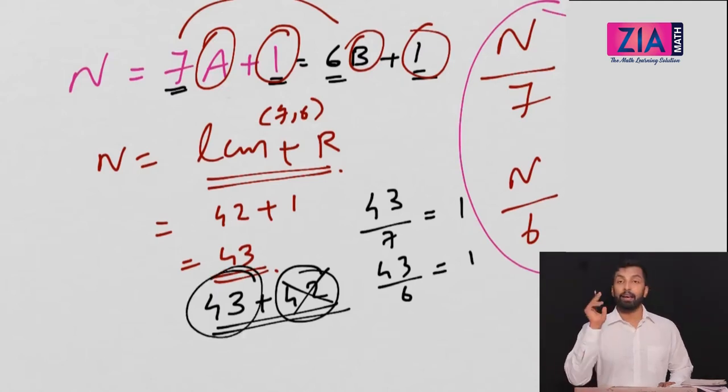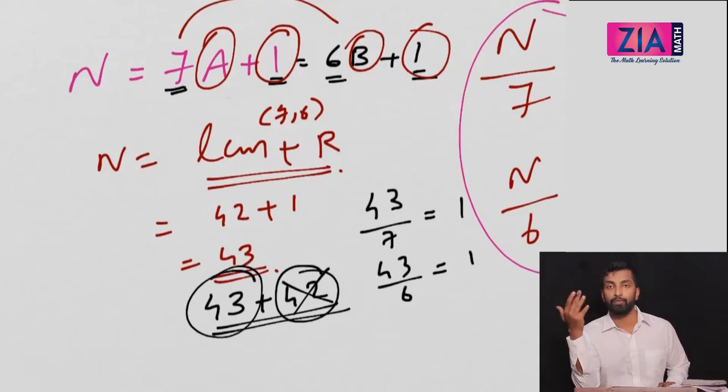Now here you have a remainder which is the same. So if you keep on adding 42, there is no change in the remainder. Why? Because 42 is the LCM of 7 and 6. So you keep on dividing by 7 and 6, it leaves the same remainder 1 in all cases.